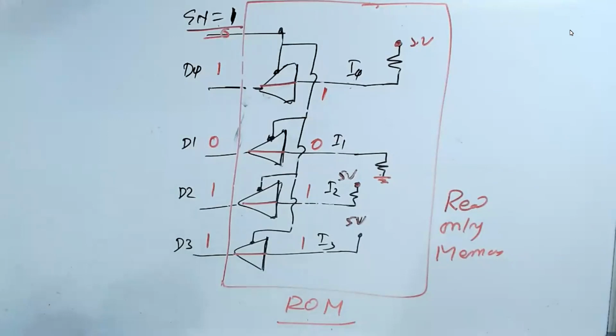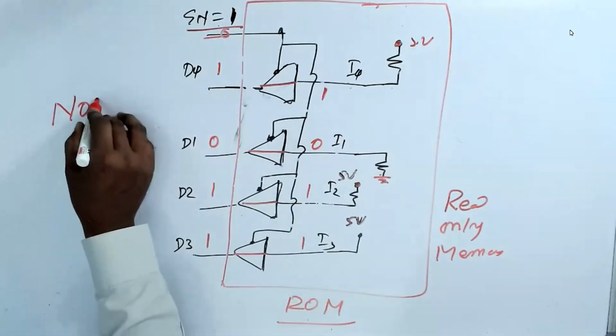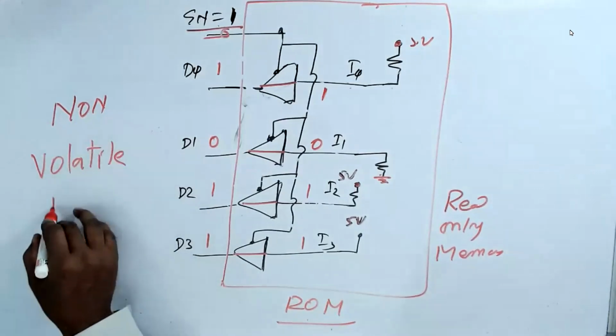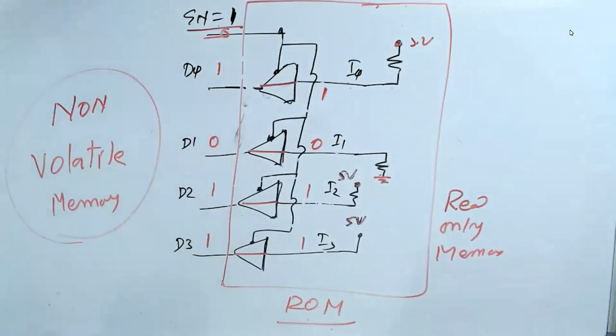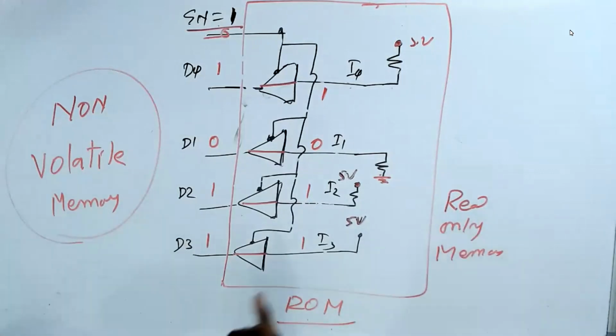The problem is, even if you don't give power, this will be there as such, because this is a permanent connection. That's why this is called non-volatile memory. Understand now? This is called non-volatile memory or read-only memory. The other one is called read-write memory or RAM. This is called read-only memory. I'll explain to you in a few minutes why it is called this.